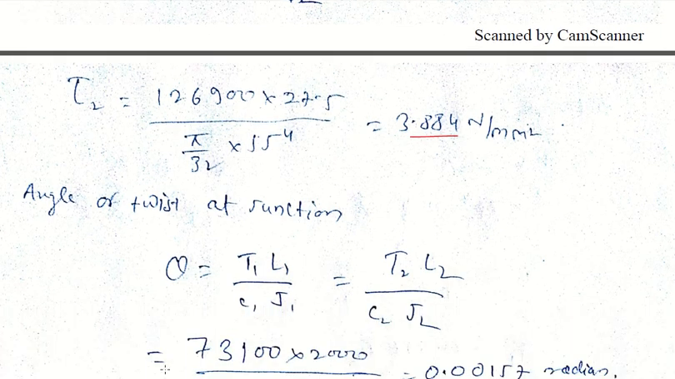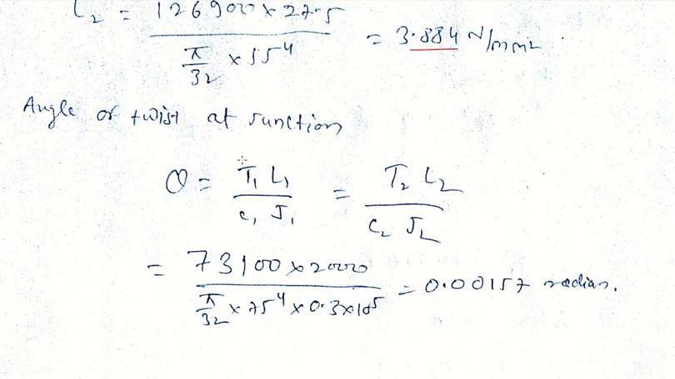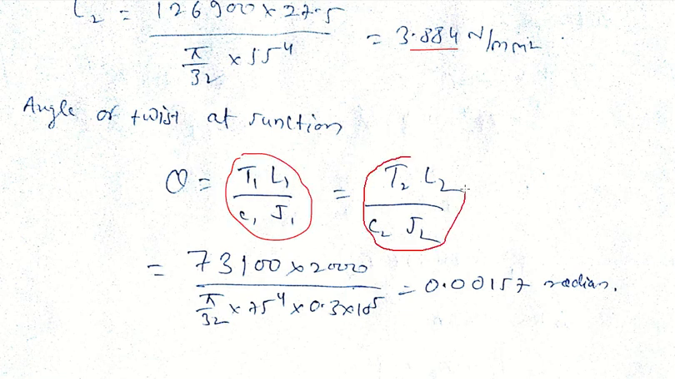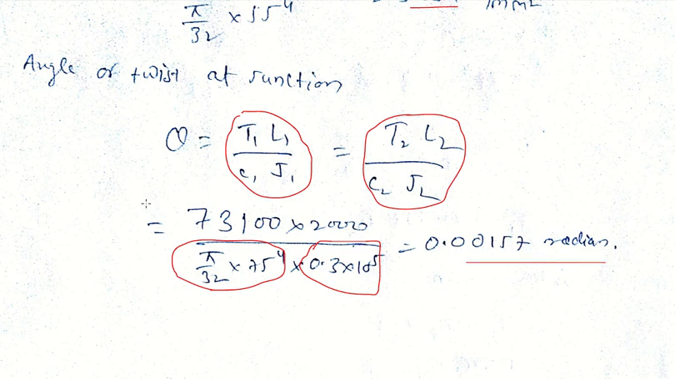Now the angle of twist theta equals theta 1 equals theta 2. We can calculate the angle of twist from either equation. Both give the same value. So 73,100 into 2000 divided by the polar moment of inertia J and the value of C. It will give 0.00157 radian. This is the answer. I hope you will understand the problems.